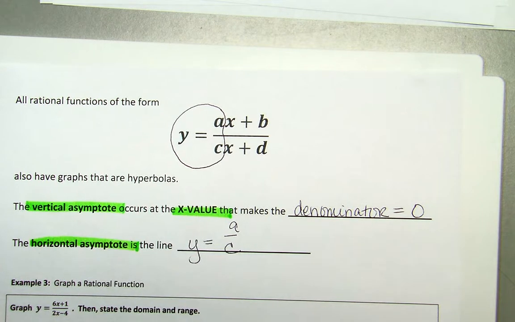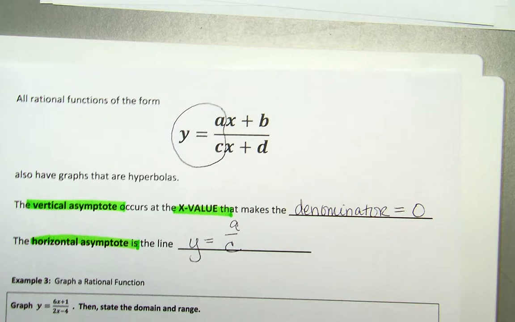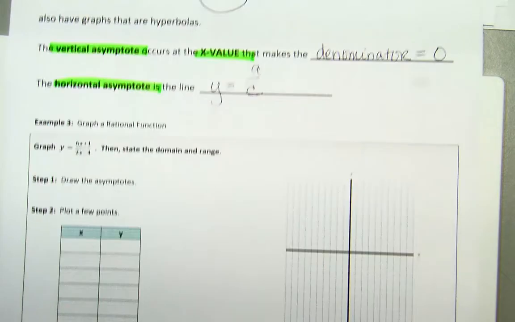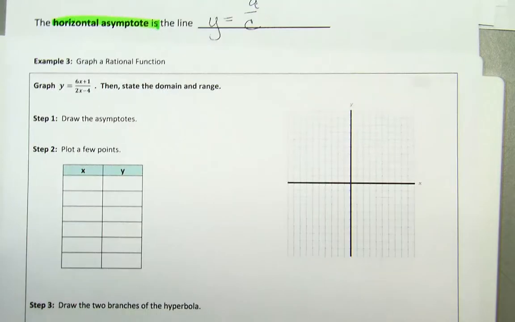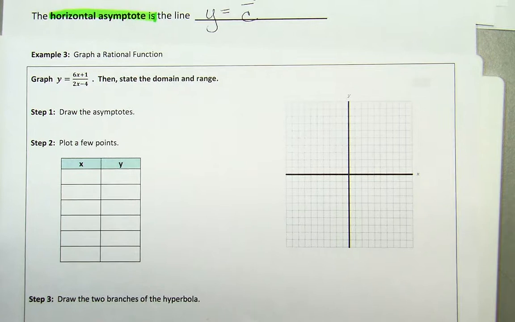So let's look at example 3, our last example, that deals with your rational functions in this new form. In example 3, we have the graph y is equal to 6x plus 1 over 2x minus 4. Again, they want us to graph this equation as well as state the domain and range. So step 1 is obviously the same as the other step 1s in the previous two examples. We want to draw the asymptotes.